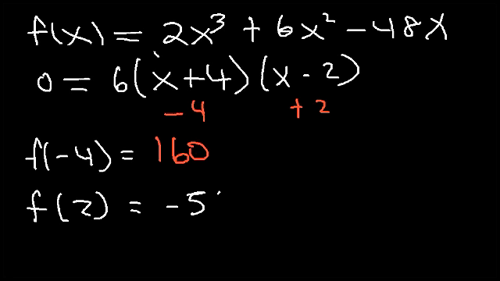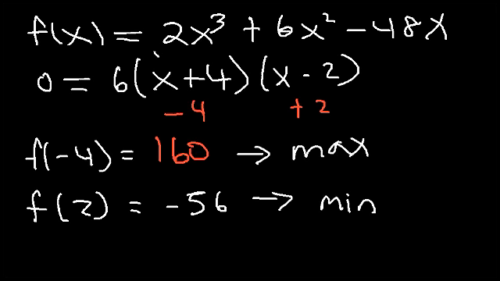it's negative 56. So we have a local maximum at an x value of negative 4, and the maximum value is 160. Now we have a local minimum, which is located at an x value of 2, and the minimum value is negative 56. So what I want you to understand is that the x coordinate tells you the location of the extrema, and the y coordinate tells you the value of the extrema.